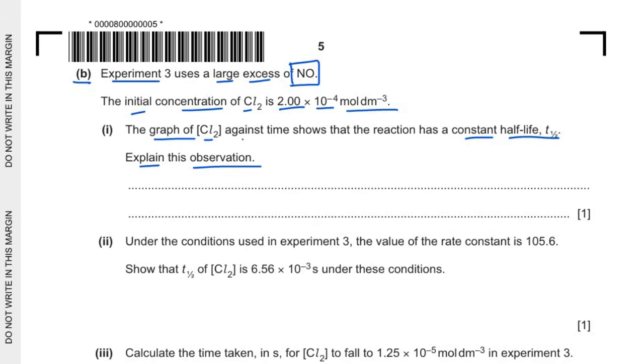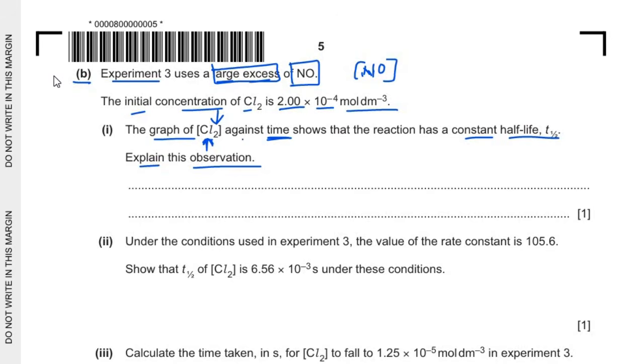Explain this observation. Now, if we have drawn the graph for the concentration of chlorine against time, we are talking only about the change in the concentration of chlorine, not nitrogen monoxide. And as such, the nitrogen monoxide concentration is a large excess. Now, what does that mean? If it is a very large excess, then over time, the concentration of nitrogen monoxide does not change. It remains almost constant. So we are taking only the chlorine into consideration against time.